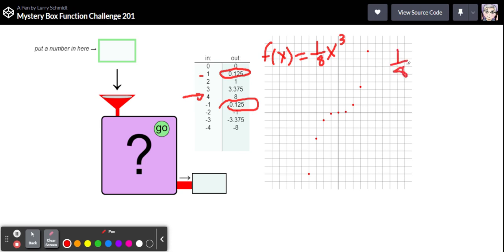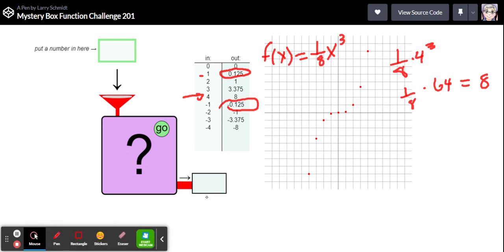So 1/8 times 4 cubed. So what is 4 cubed? Well, 4 times 4 is 16, times another 4 is 64, so that's 1/8 times 64. 64 divided by 8 is 8, and look at that. We put in 4, we get out 8. So I think there's no question here. We've got 1/8 x cubed.